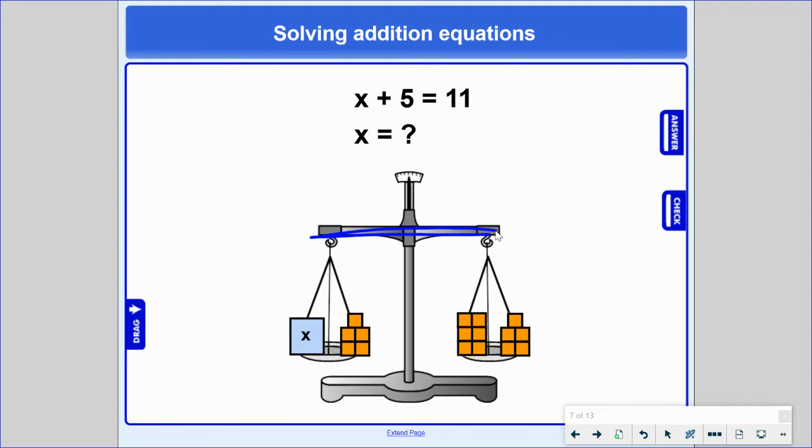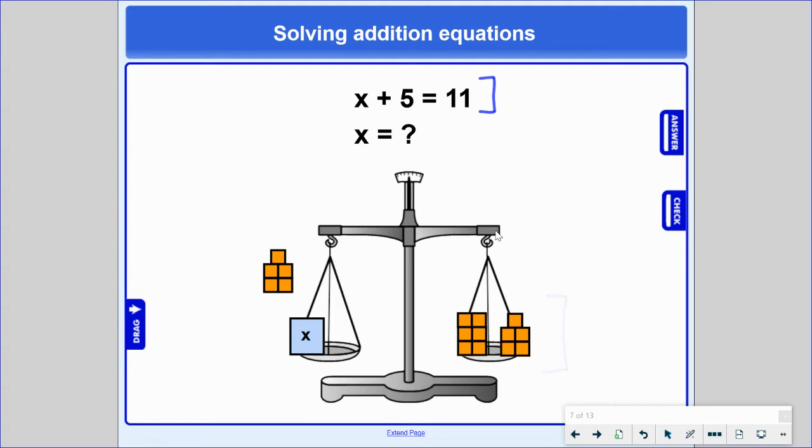On the left side, I have some mystery number, and I have 1, 2, 3, 4, 5 blocks. On the right side, I have 1, 2, 3, 4, 5, 6, 7, 8, 9, 10, and 11. So this is how we would draw it visually. This is how we would write it with numbers and symbols. What we want to do is take something away so that only the x is remaining.